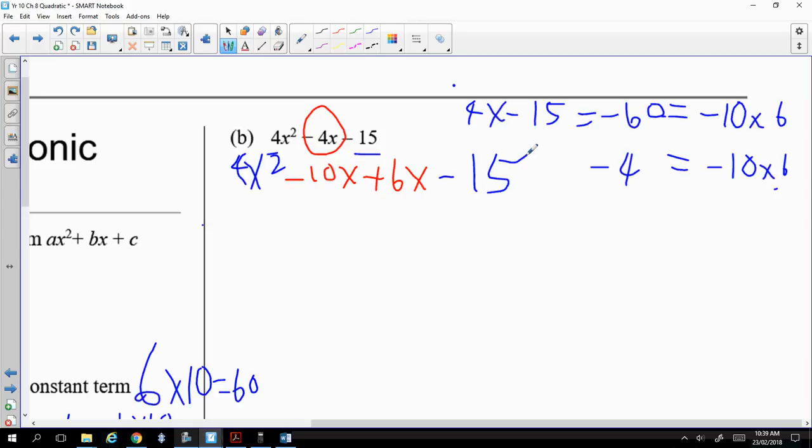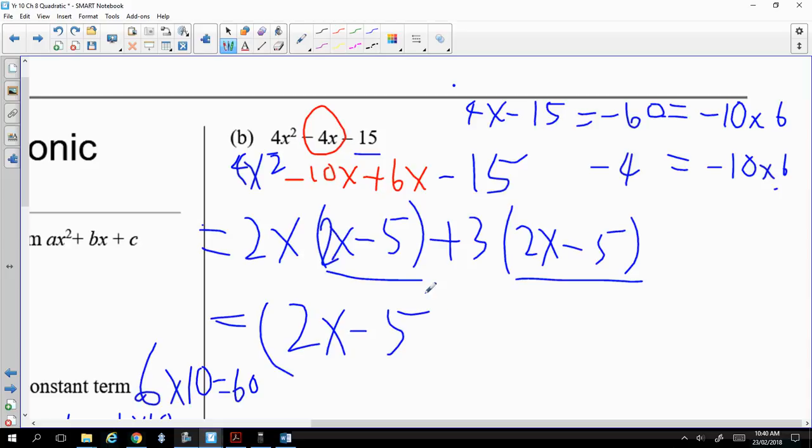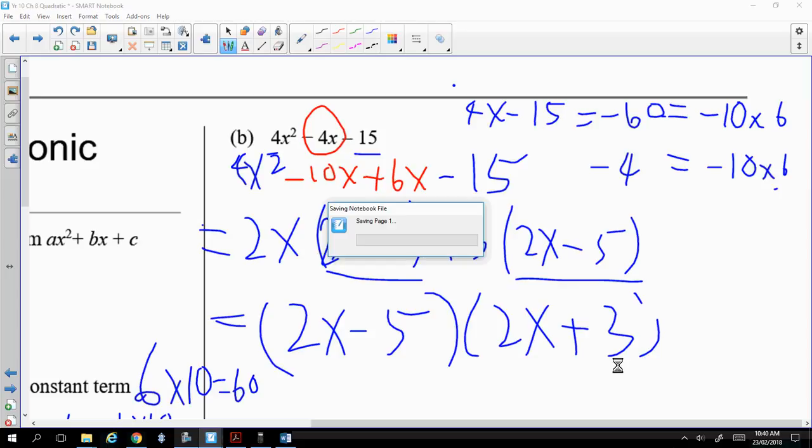So 2x and then x minus 5. 2x minus 5 and then take the 3 out. 2x minus 5. Okay, and then it works. So 2x minus 5 and then 2x plus 3. Okay, done. Any questions? All right, good. After we do this, try the next one. Next one's on the board. Have a try.